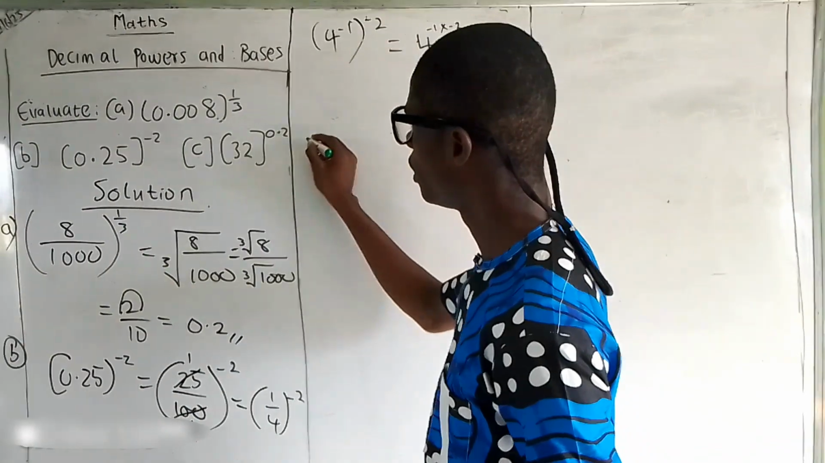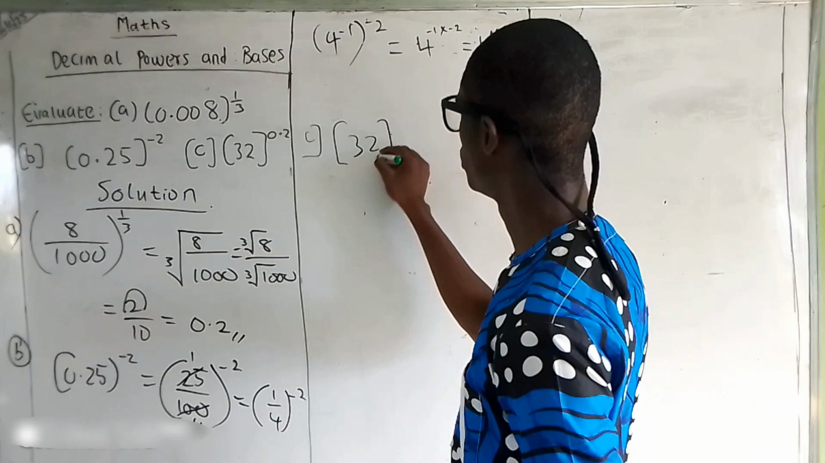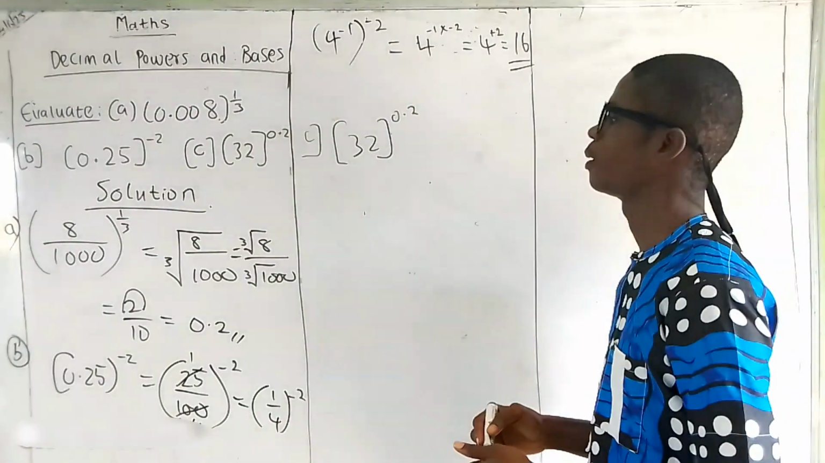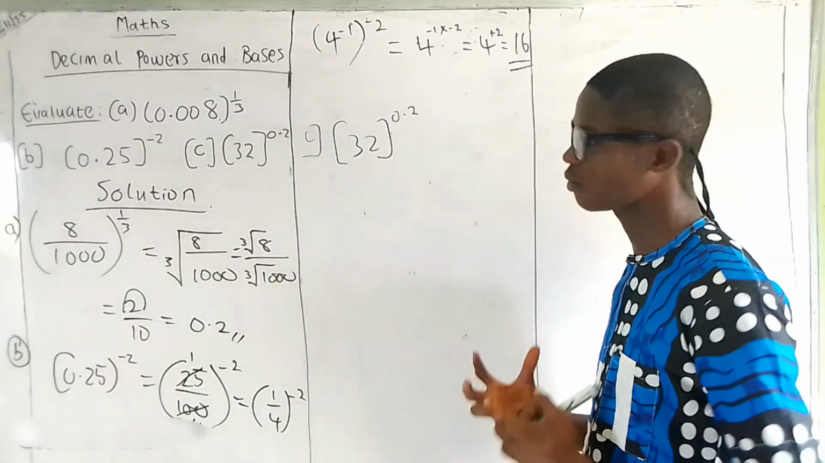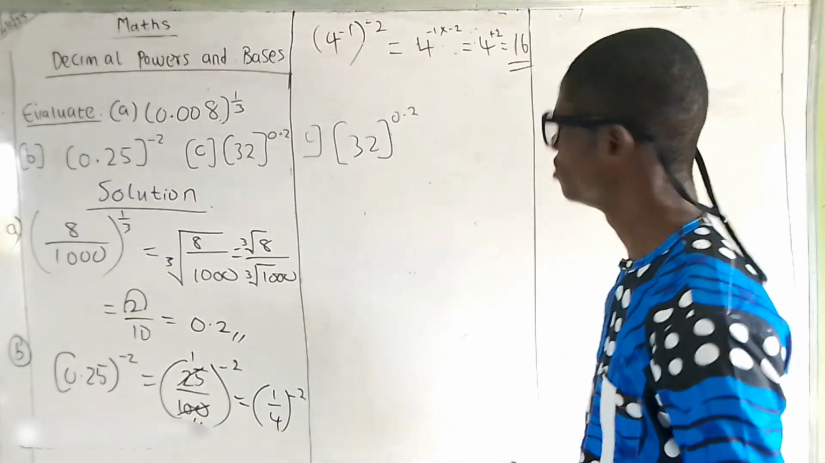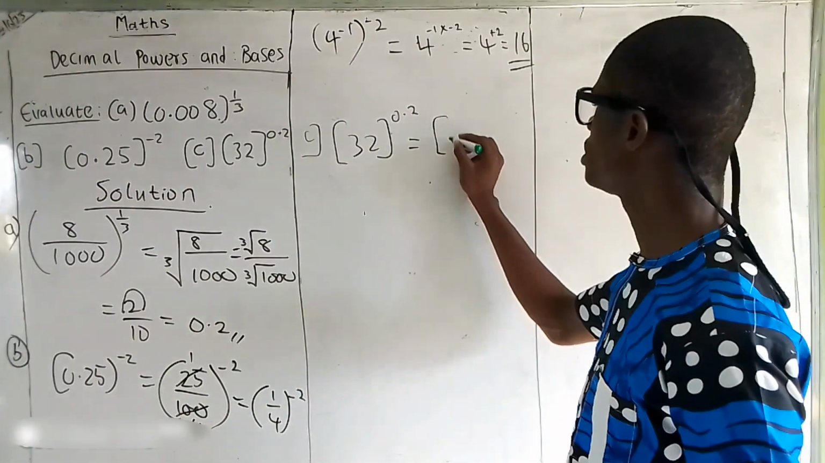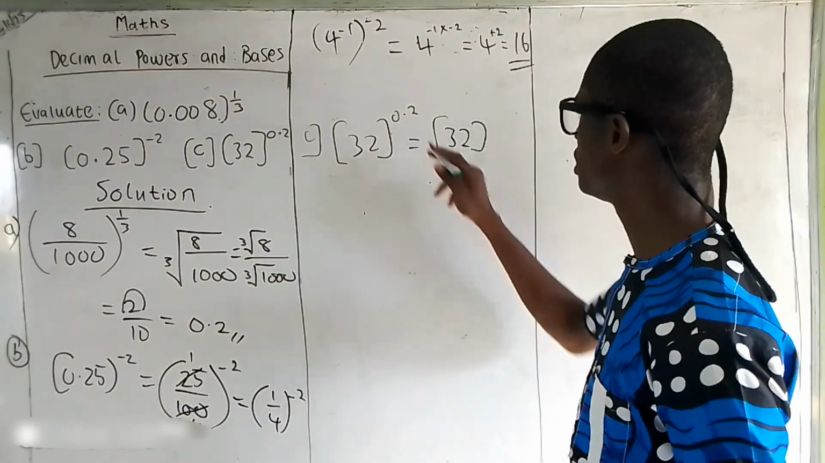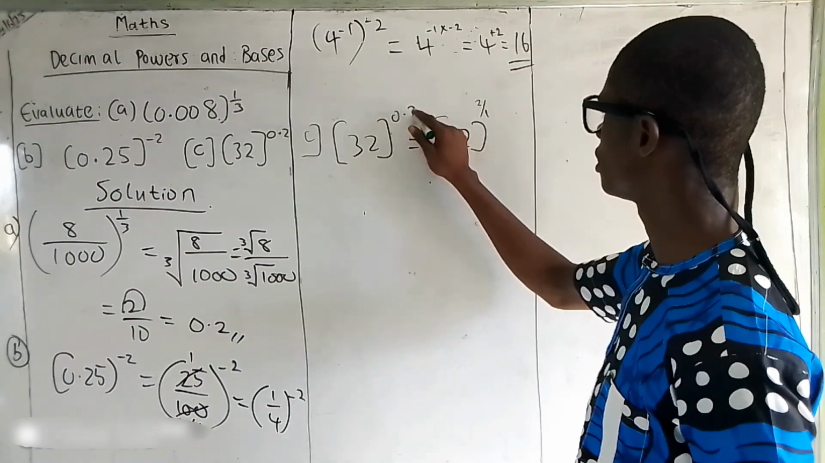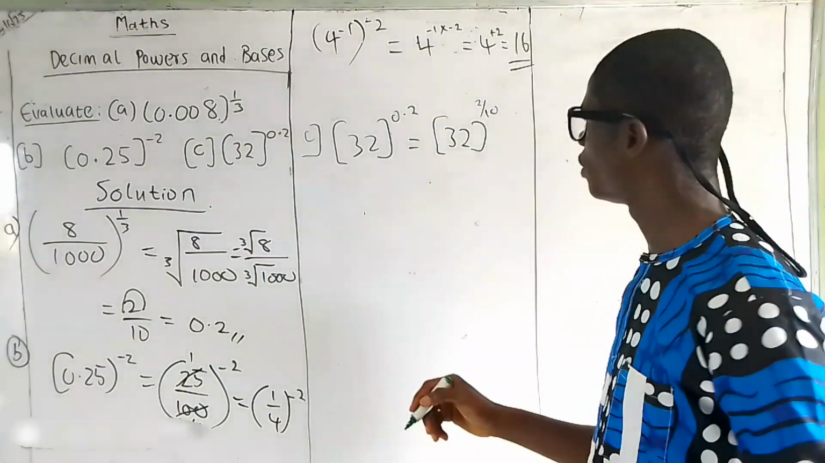So let's see the next, which is C. And C says 32 raised to power 0.2. So this one is now very quite tricky, because the base is not the one that is in decimal now, but the power rather. But it does not change anything, just maintain the principles. What is the principle? Convert any decimal you see here to fraction. This in fraction will give you 2 all over 10. So that is 2 raised to the power 2 over 10.